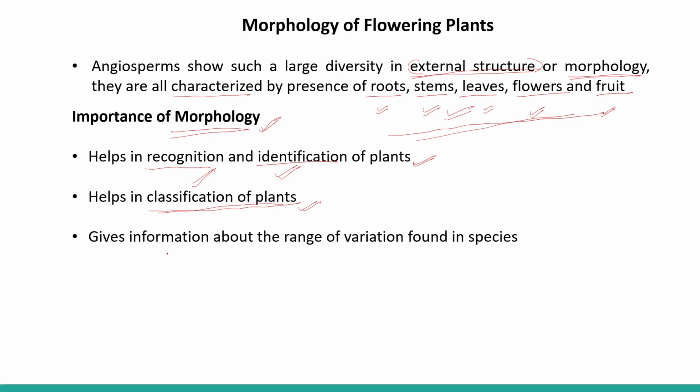It also gives information about the range of variation found in the species. So a plant has some similarity with other plants, but at the same time it will have some variation also. So you can find out what type of variation this particular plant has compared with the other plants. So this is the importance of morphology. It helps in recognition and identification, it helps in classification, and it also helps to find out the variation in the species.